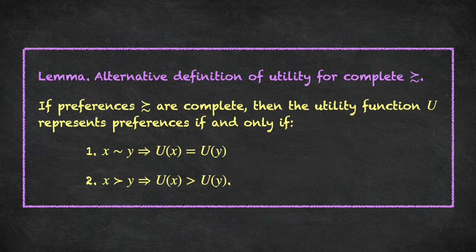The usefulness of this alternative definition really comes down to the fact that it's a one-way definition. As soon as we know the preferences, this should imply something about the utility function, and that knowledge is sufficient to say that the utility function represents preferences. As long as preferences are complete, our two definitions are exactly the same.